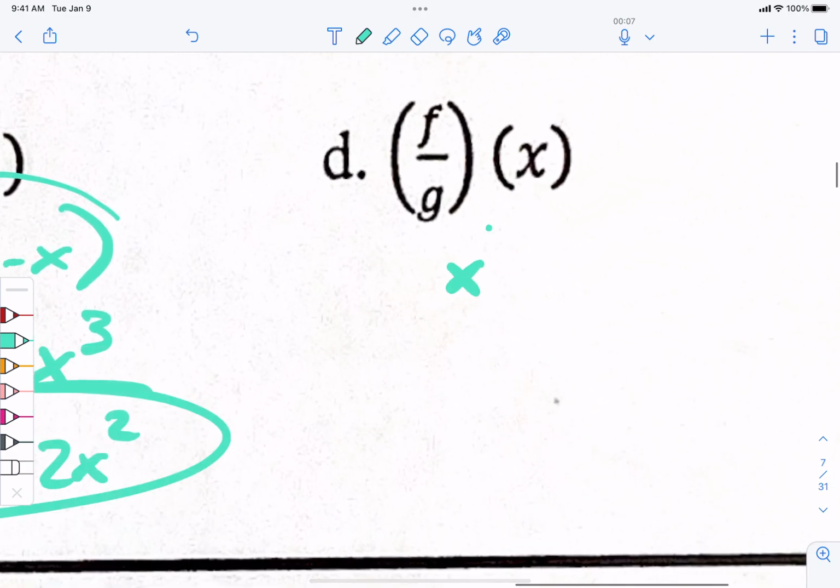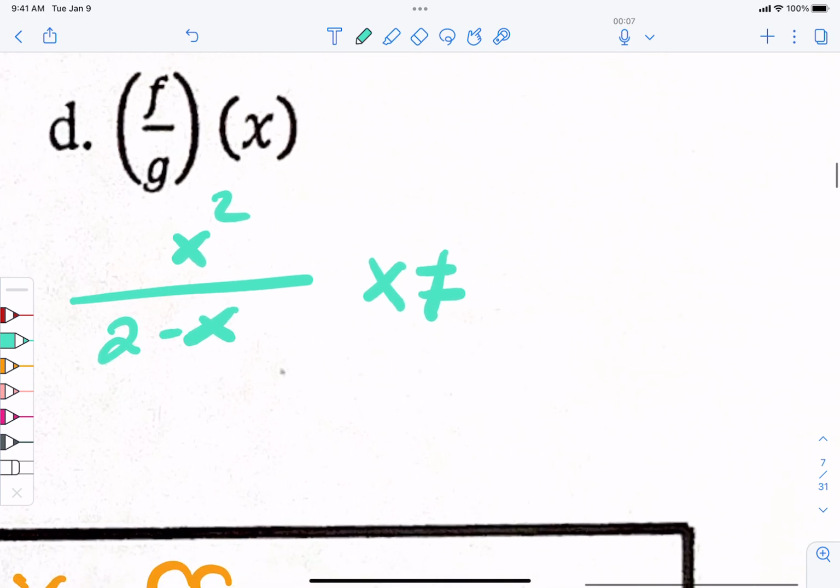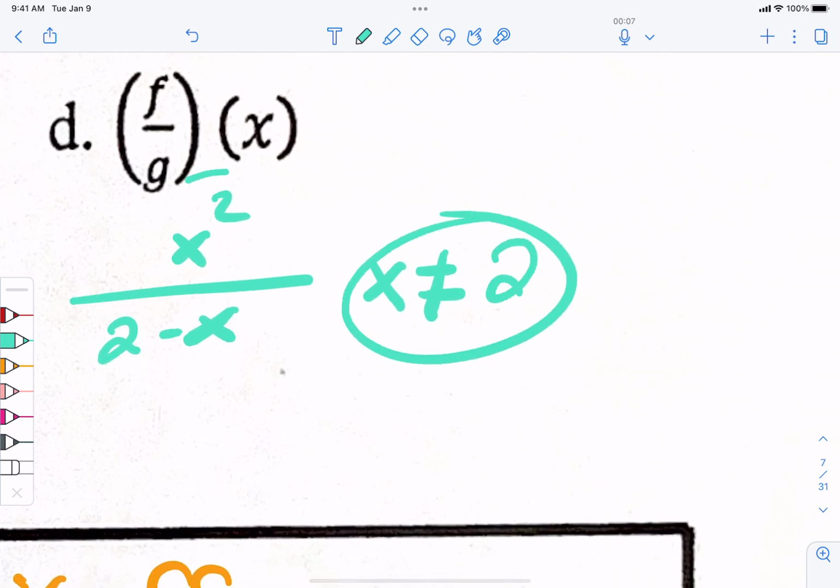f divided by g is x squared over 2 minus x. In many cases, you will not be able to do anything. In this case, there's nothing I can do to simplify this. Except I also have to put what x can't be. What can x not be? 2, because I don't want to divide by 0, right? So I need to put that.